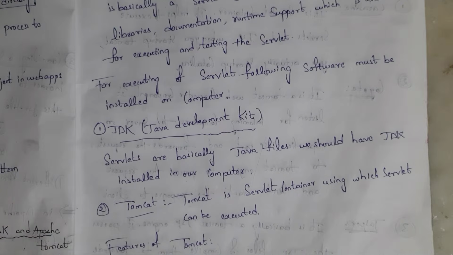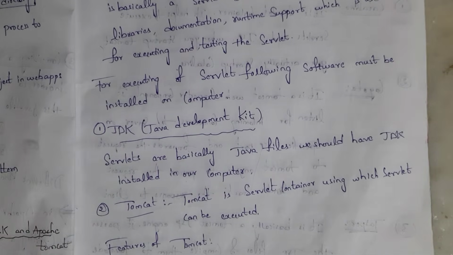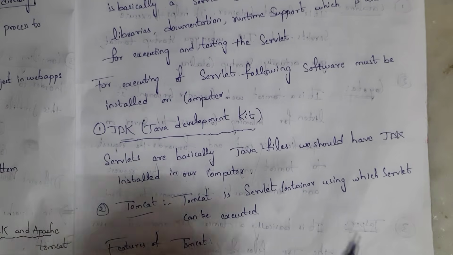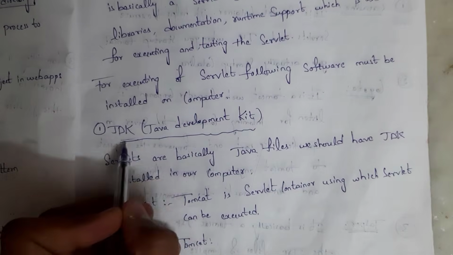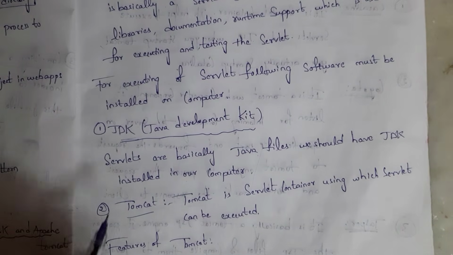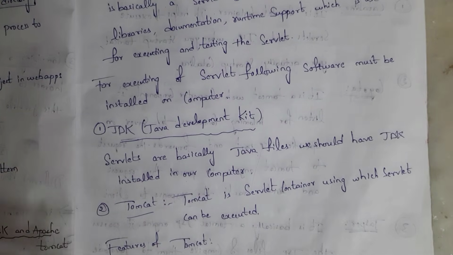And in order to execute a servlet, we need to install 2 software in our system. First one is JDK, that is Java Development Kit, and next one is the Tomcat server. We need JDK because servlets are written in Java. Servlets are nothing but Java files. So we need the Java Development Kit in order to run a servlet. And next one is the Tomcat server. Tomcat server is a container. It is also used to execute servlets.